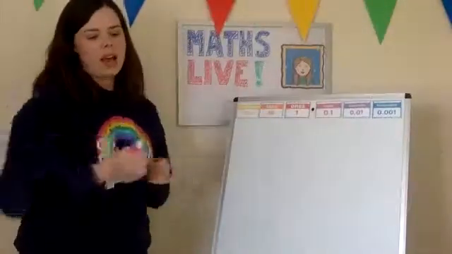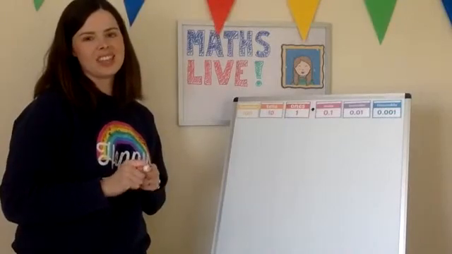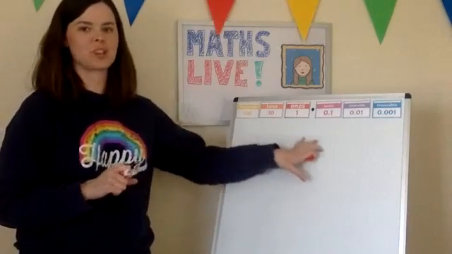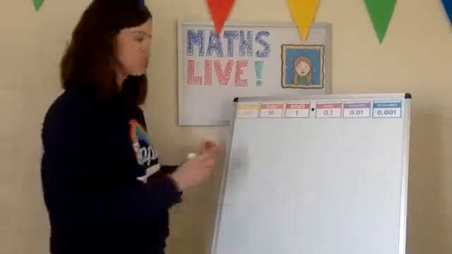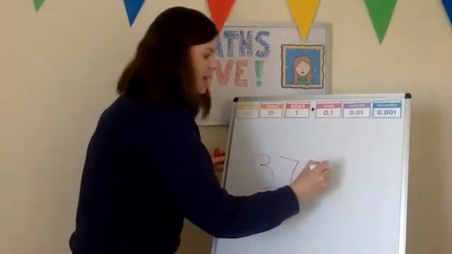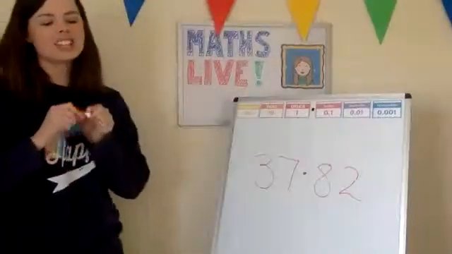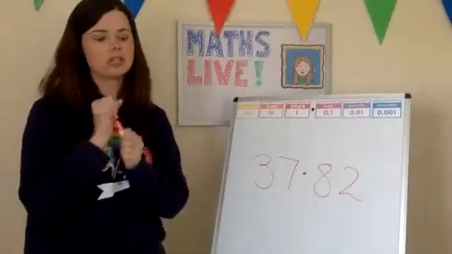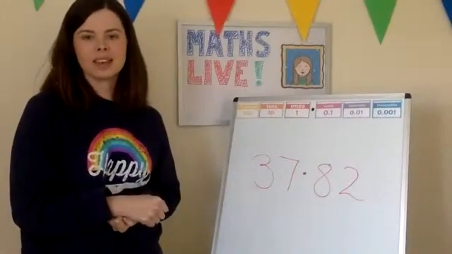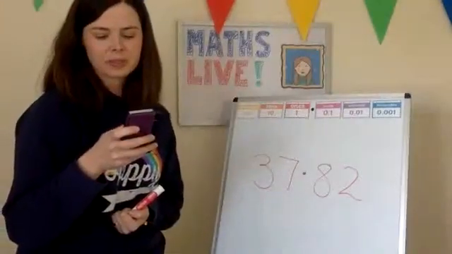So let's have a look. Which digit is in the tenths place in this one? And I'm not actually going to use the place value chart. I'll use it as my answer. So I've got 37.82. And I'd like you to tell me, or write down, which digit is in the tenths place. Let's have a look.